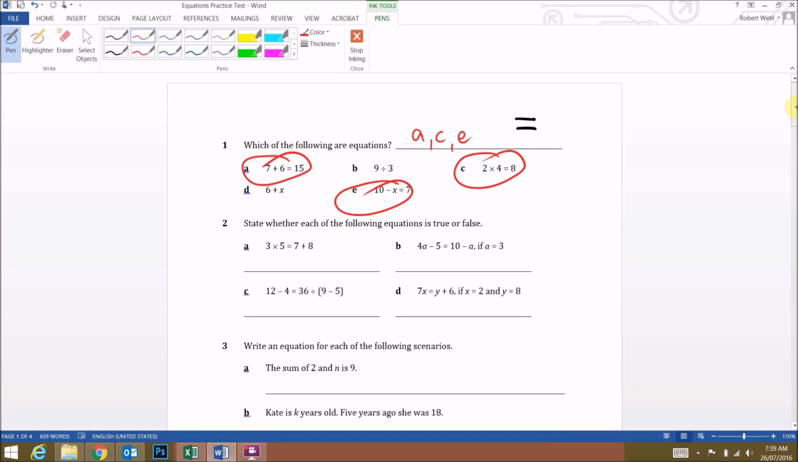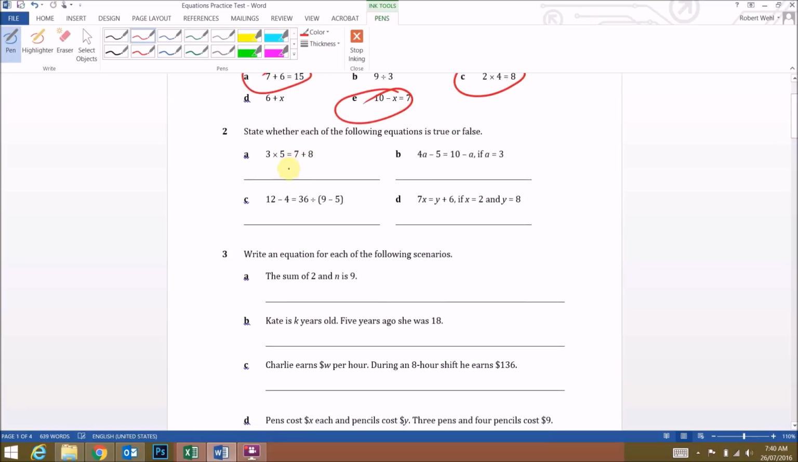State whether each of the following equations are true or false. All right, so here we just need to work out both sides of an equation. Remember, an equal sign means that the left-hand side and the right-hand side are both equal. If they're scales, it means that both of these sides weigh an equal amount. So here we just check the left-hand side. 3 times 5 is 15, and 7 plus 8 is also 15. So this one would be true.